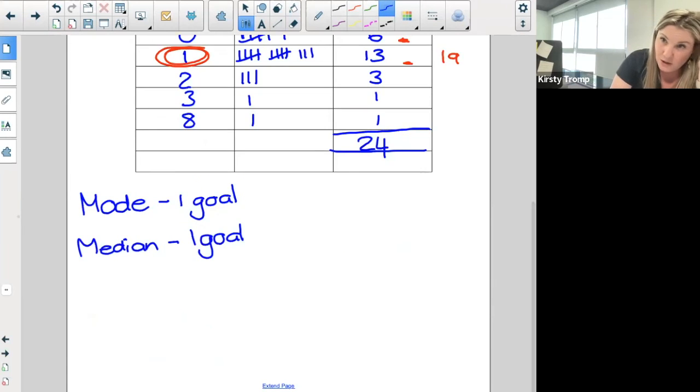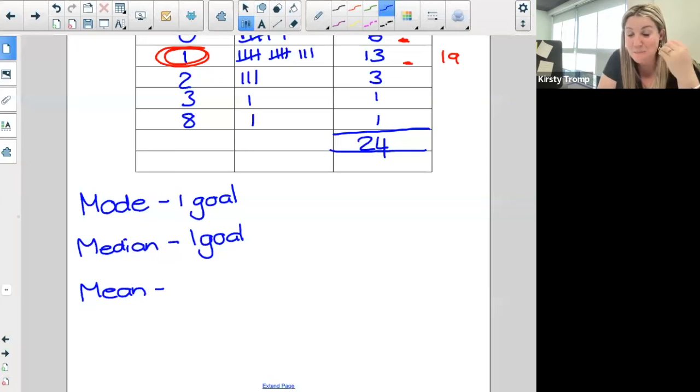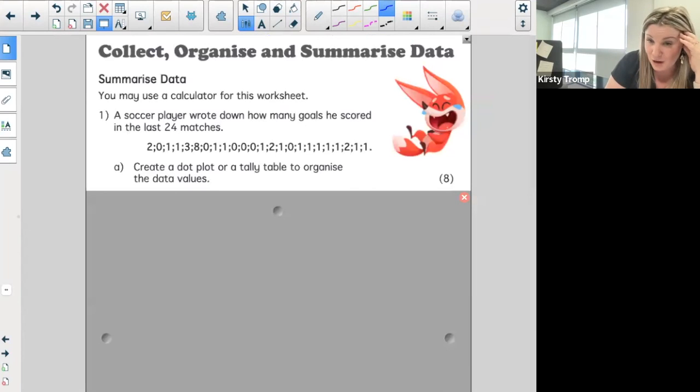And finally, the last thing that we need to calculate is the mean. Now, to calculate the mean, guys, the mean means the average. So the mean means average. Okay, so mode, most popular. Median means the middle. And finally, the mean means the average. That's what we're calculating when we're doing the mean. Okay, so to calculate the mean, we would need to go back to our original list of goals they gave us. There they are over there.